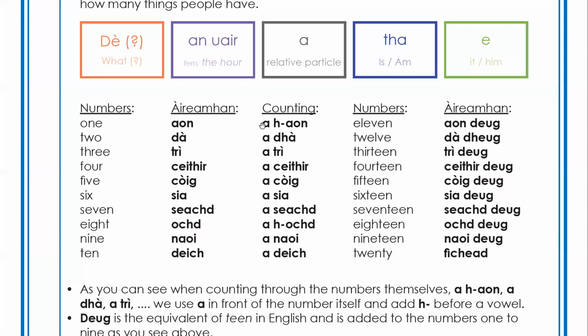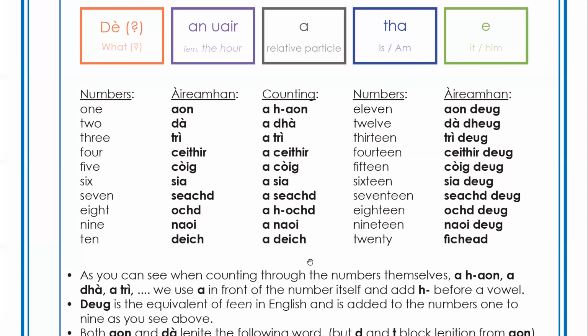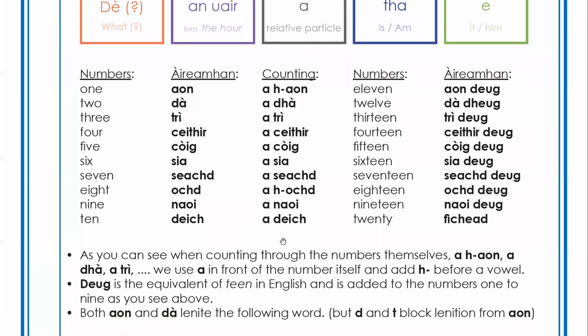So that's the numbers. You'll need to practice them through until you're comfortable with them. There's nothing for that but going through them again and again until you're comfortable counting from 1 to 20. A hun, a ga, a tri, a cead, a coig, a shia, a seach, a hoch, a neu, a deich, a hun diug, a ga diug, a tri diug, a ceir diug, a coig diug, a shia diug, a seach diug, a hoch diug, a neu diug, fichid.